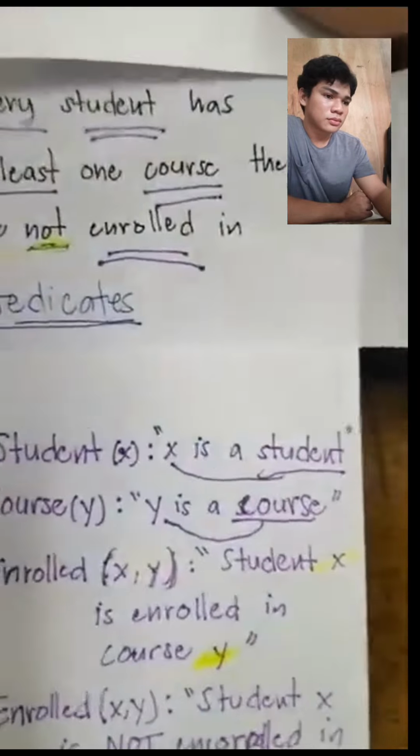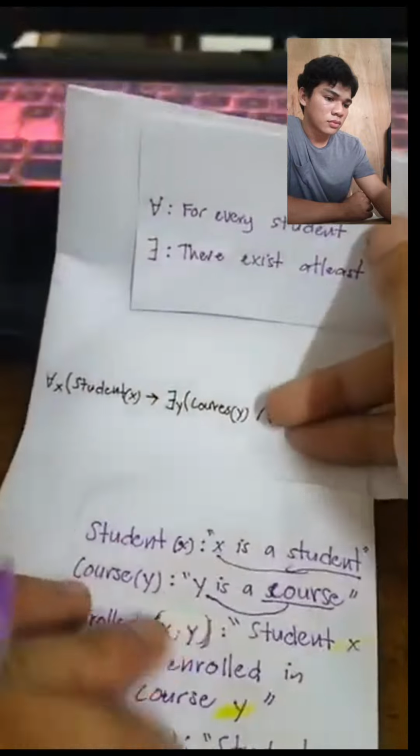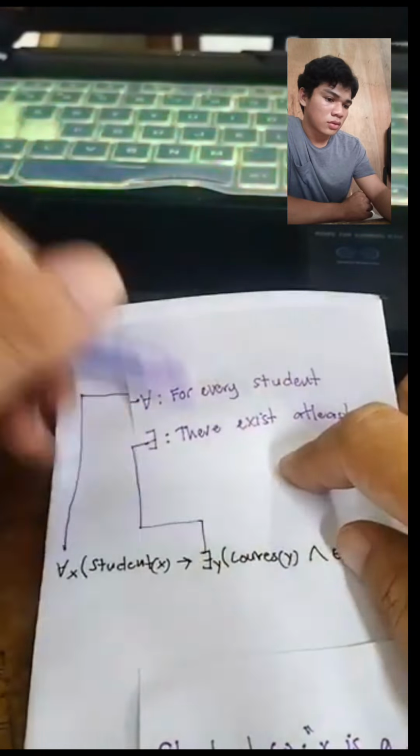Now, let's transform the given statement into predicate notation. So this is the predicate notation, as you can see. Now let's identify why it becomes like this. Let's start with the quantifiers. This quantifier is "for all." And the other one is "there exists at least one."